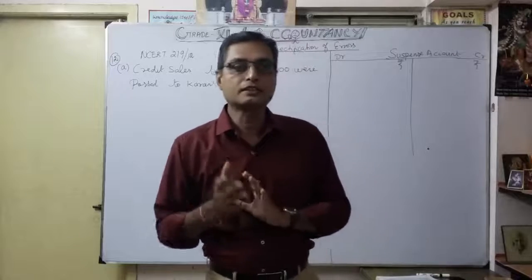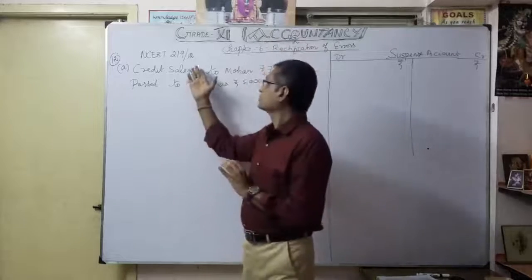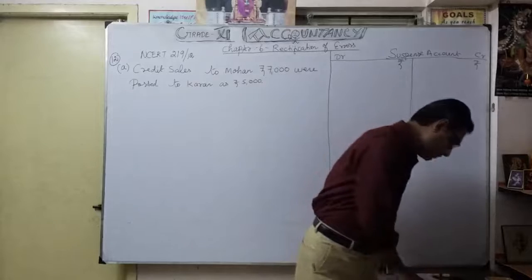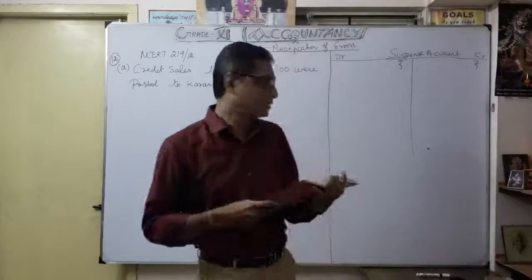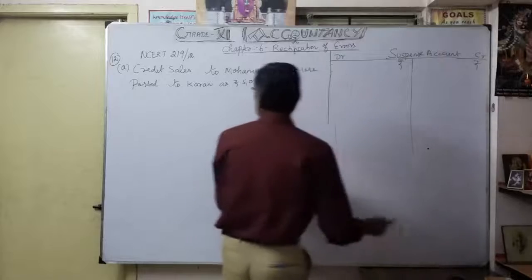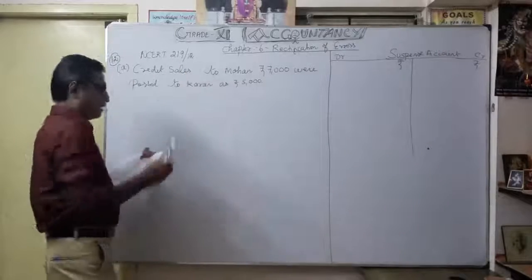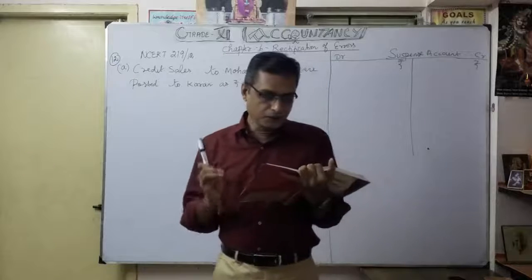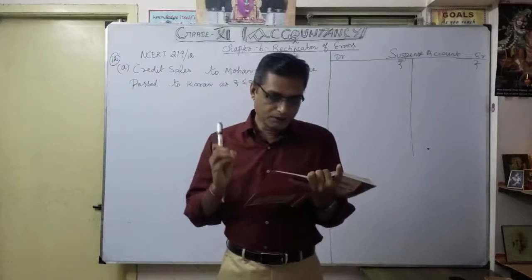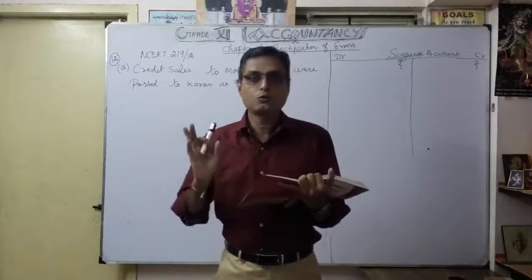Now take the NCERT book, page number 219. We are going to discuss exercise number 12. See what question they asked: rectify the following errors, assuming that a suspense account was opened.